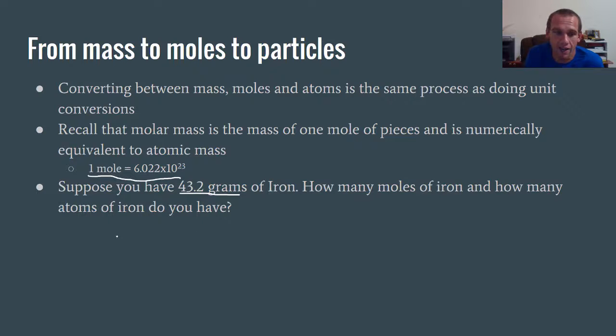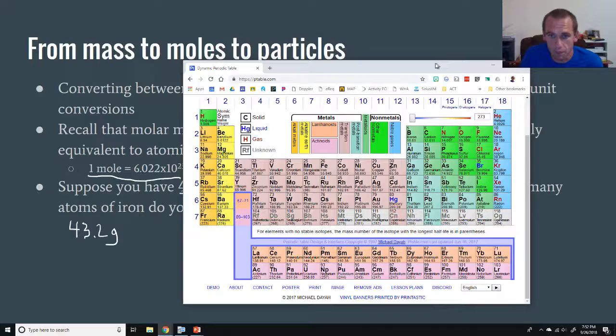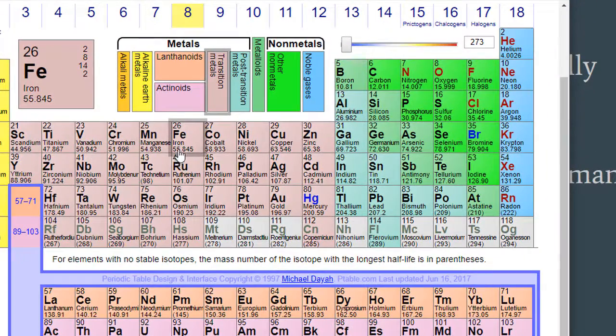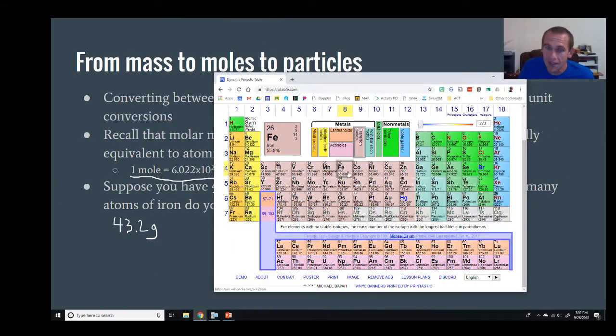How many moles of iron do I have? And how many atoms of iron do I have? This is pretty straightforward, but I'm going to need some information. So I have 43.2 grams, and I need to know how many moles I have. So that means I'm changing grams into moles. And to do that, I need the molar mass of iron. And the molar mass of iron can be found with a periodic table. Right here is iron. We see that it has an atomic mass of 55.845 grams per mole. That's its atomic mass in AMU, but it's also its molar mass in grams per mole.